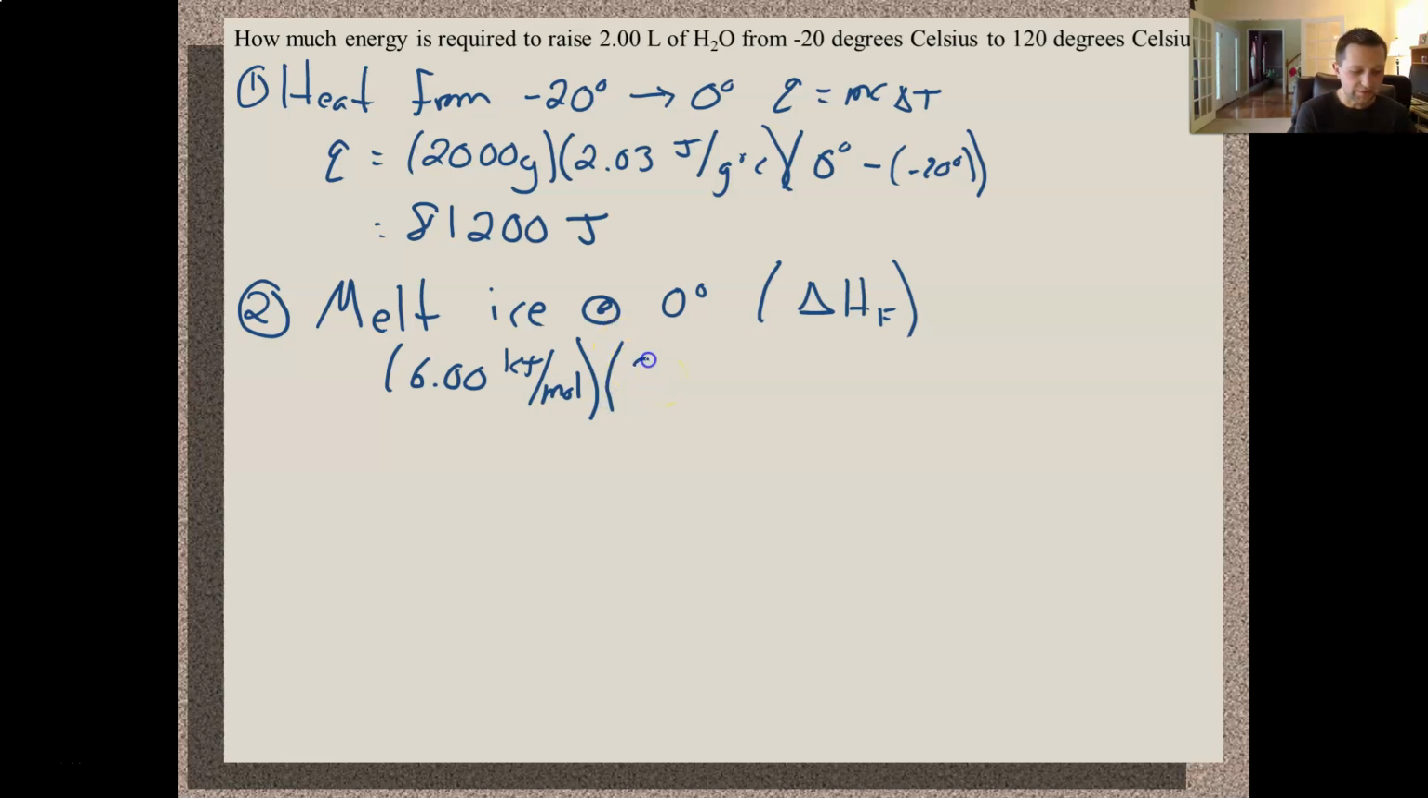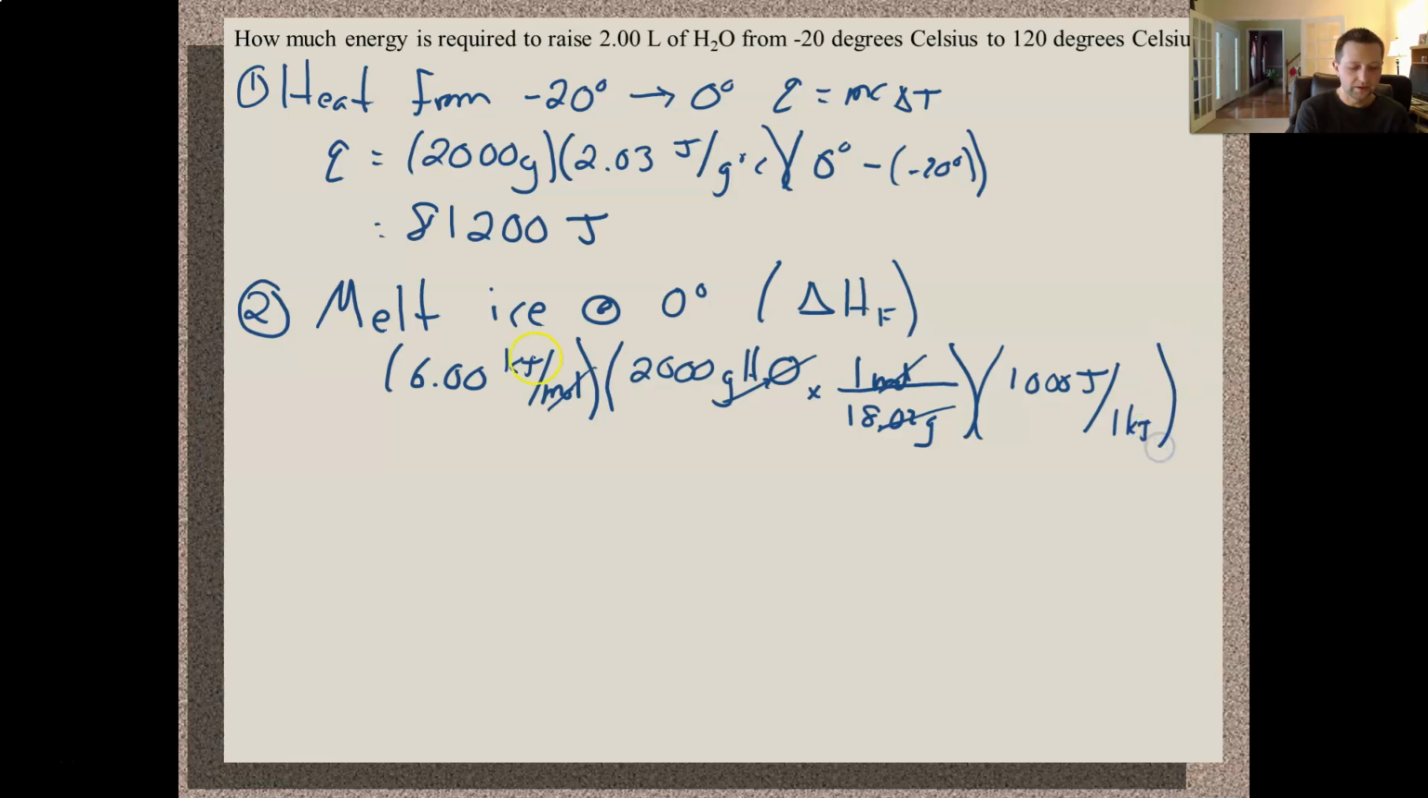So we have 2,000 grams of water. I'm going to convert that into moles of water. So we're going to cancel out the molar mass, 18.02 grams in 1 mole. Look what happens. Your grams of water obviously cancel out here. Oops, I shouldn't have put it through the whole thing. Your moles cancel there and there. And now I need to convert to kilojoules. So I have 1,000 joules over 1 kilojoule. Kilojoules on top here, on bottom here, they cancel out.